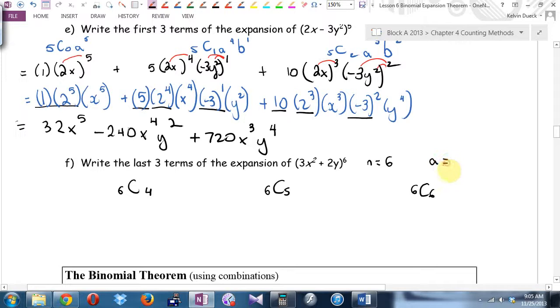Justin, what's sitting where the A is? Folks, what's sitting where the A is? 3x squared. What's sitting where the B is? 2y. Positive. Okay. Question? We're good?